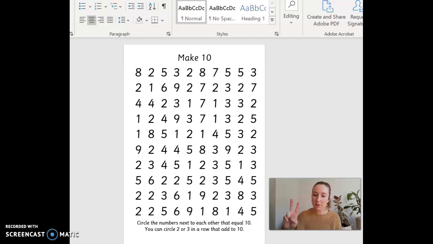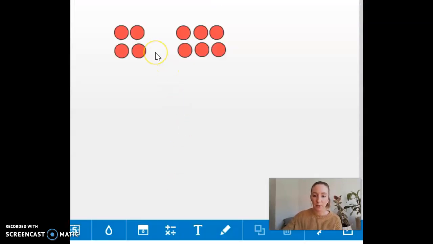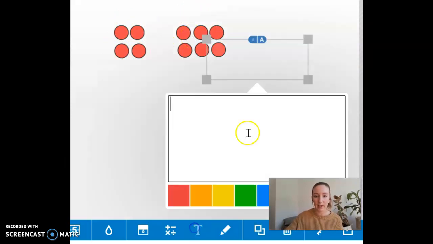Now, it doesn't just have to be 2 numbers. It could even be 3 numbers, where we can break up our tens facts into 2 different numbers. So let's talk about what that looks like. So here I've got 4 counters and I've got 6 counters. 4 and 6 are friends of 10. Okay, I'm going to write 4 plus 6 equals 10.